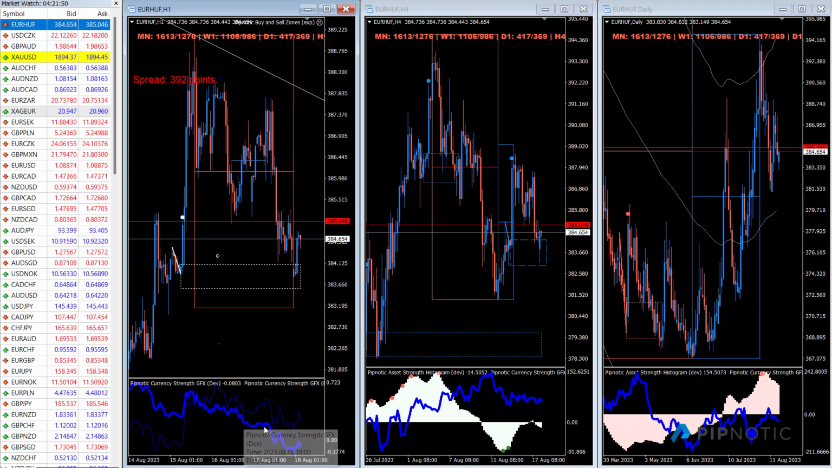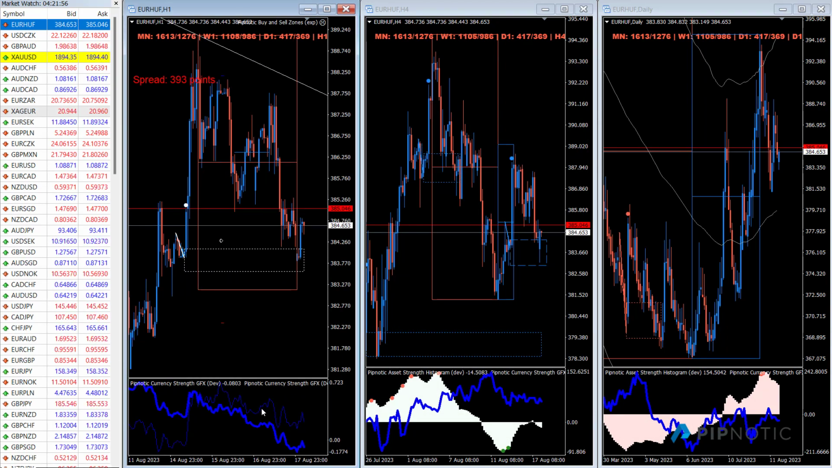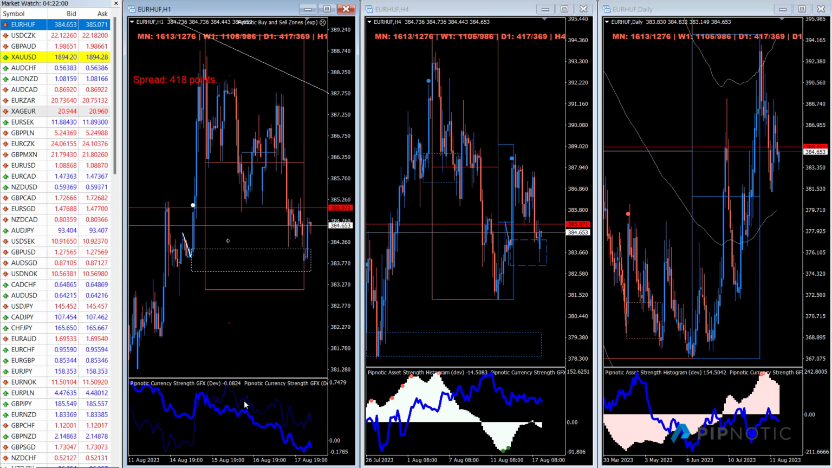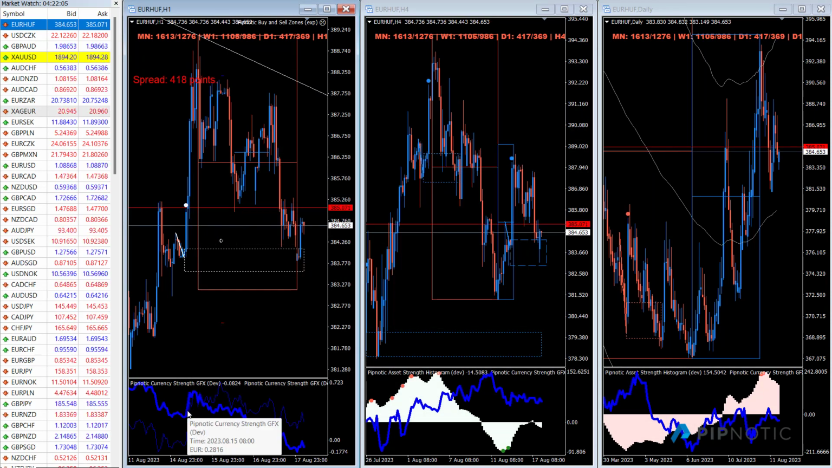GFX indicator. The thick one is, I think, 100 periods, and the thin one is less. If I can click on it, where are you? There it is. It's 20. Okay, so the thicker one is showing me the overarching trend for that time frame based on more data, and the other one is just showing us much quicker information based on only 20 periods of currency strength data.